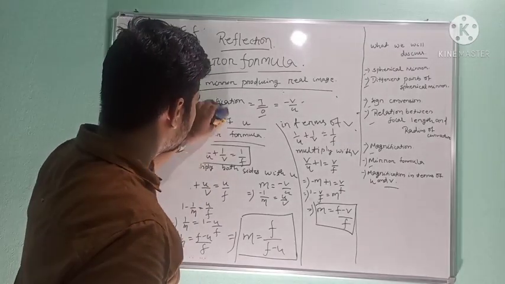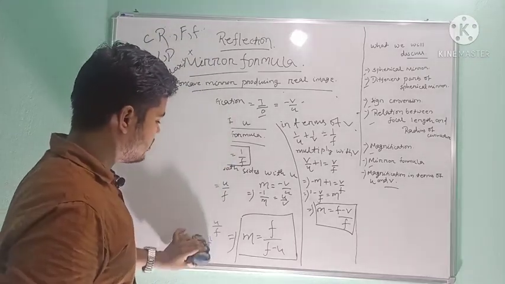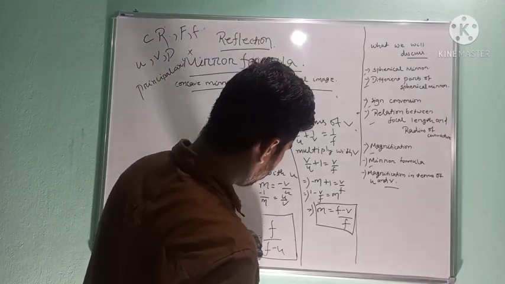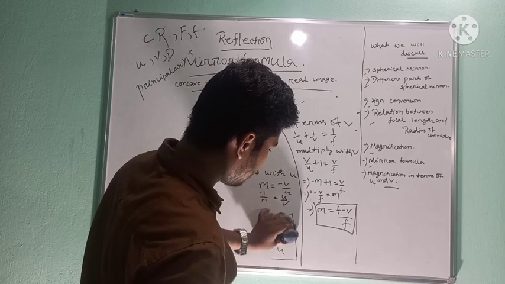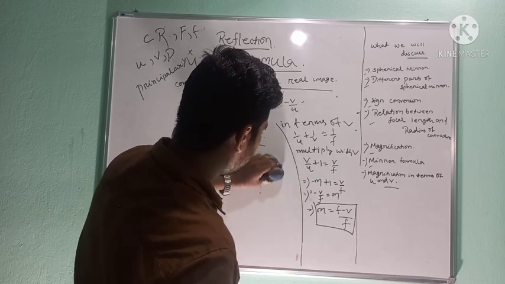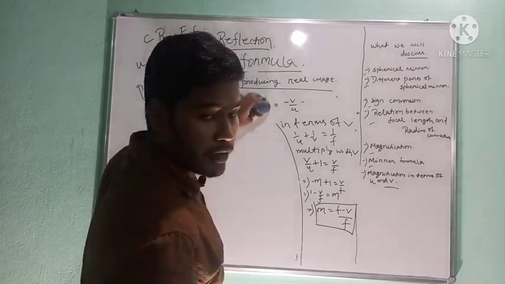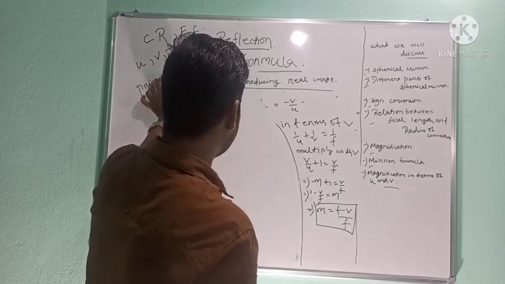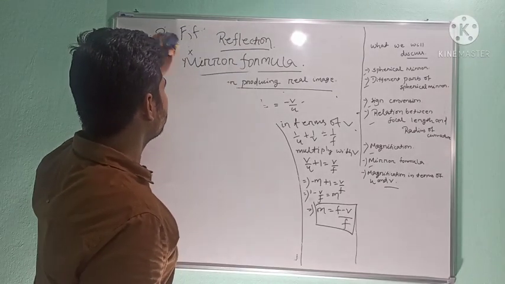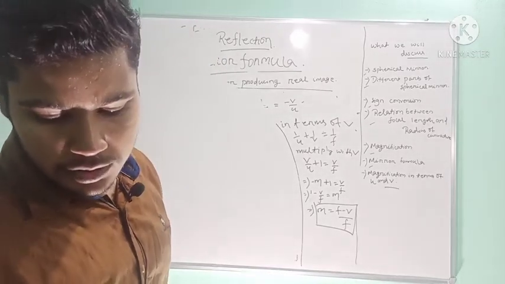For today this much. In the next class we will discuss uses of mirrors and the different positions from where the object can be placed and the image we can find. From this we will discuss magnification, the mirror formula, and the different things we have to derive. Then we will discuss the MCQ questions from this reflection chapter. For today this much.